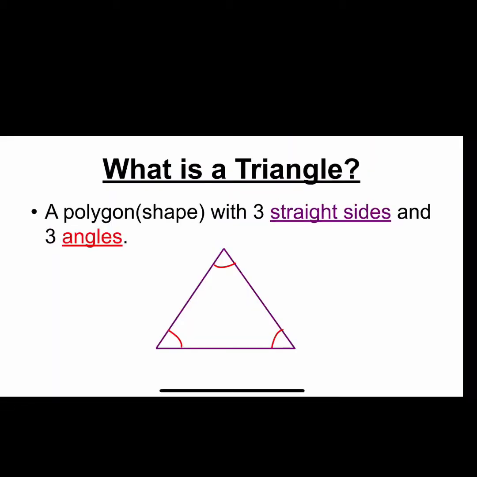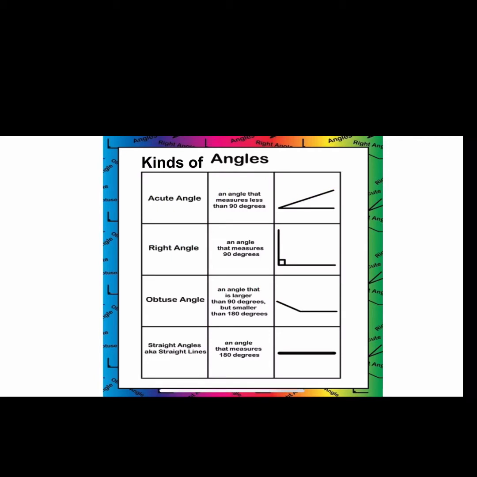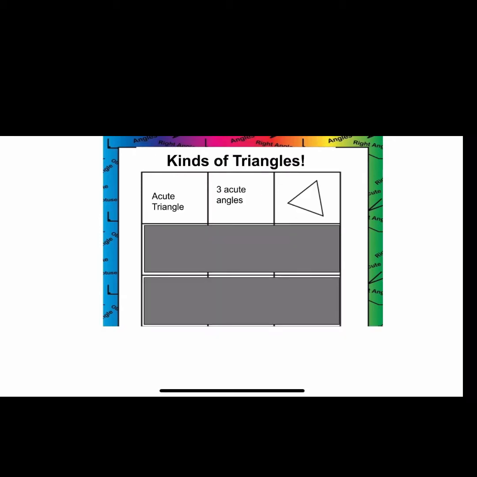What is a triangle? A polygon, or shape, with 3 straight sides and 3 angles. Here's our kinds of angles we know: acute, right, obtuse, and straight. Now, here are the kinds of triangles.